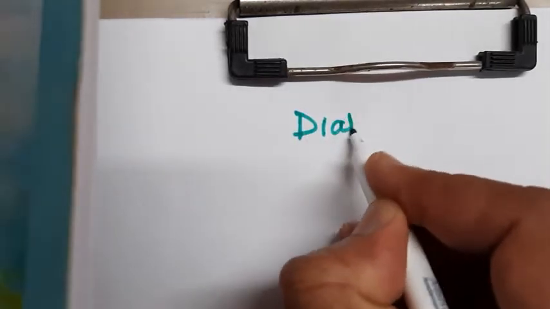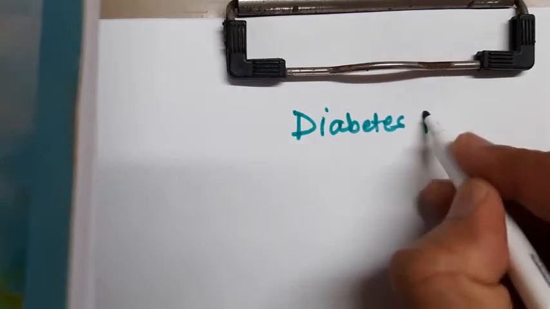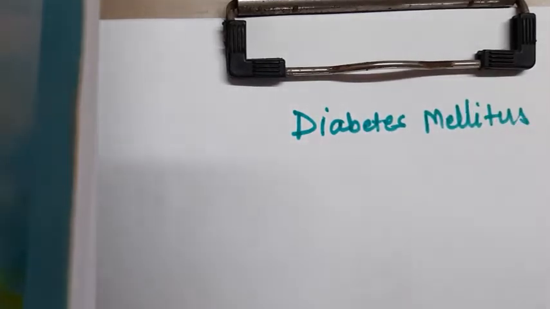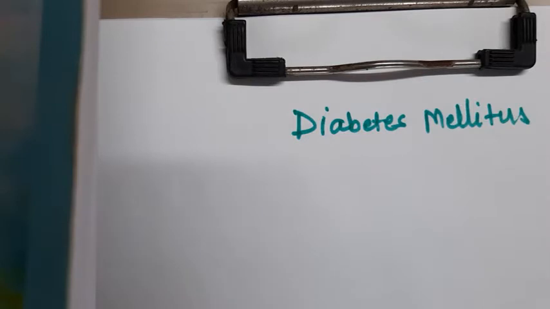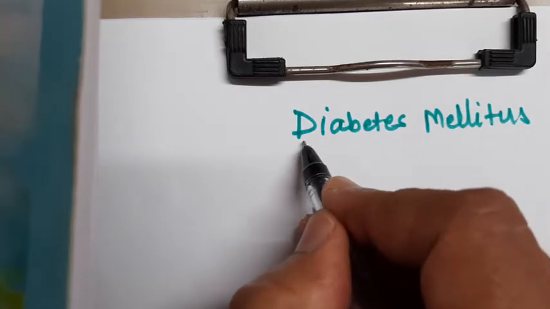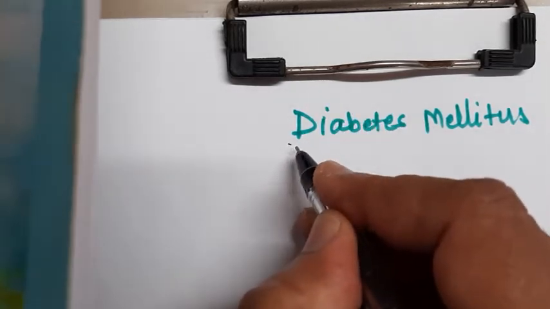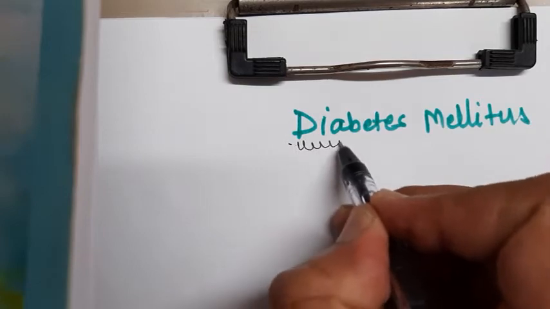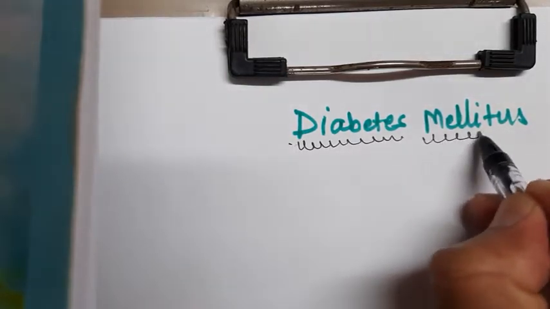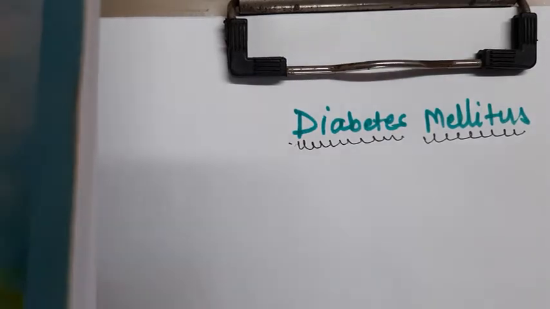Hello student. So last time we started with diabetes mellitus. In diabetes mellitus we have seen what diabetes mellitus is, then what are the reasons or causes of diabetes mellitus in human beings and also in animals. Then we have seen the clinical signs in animals and human beings.